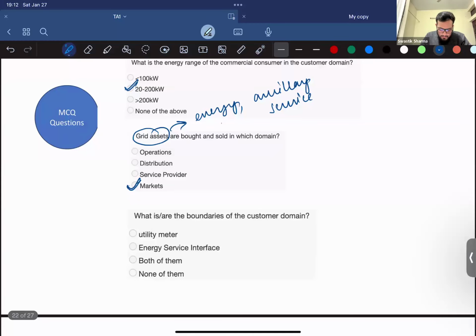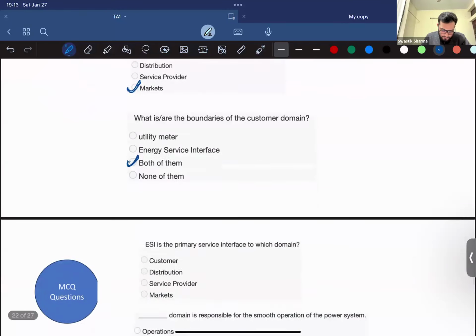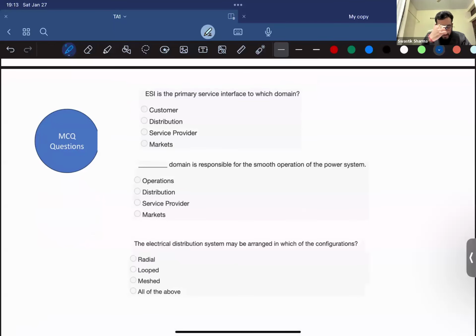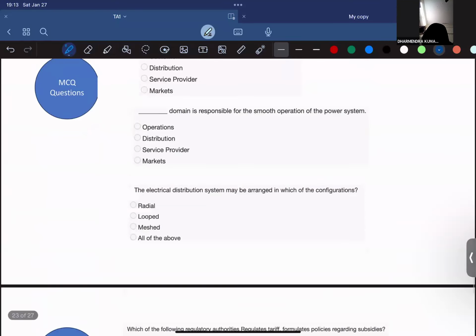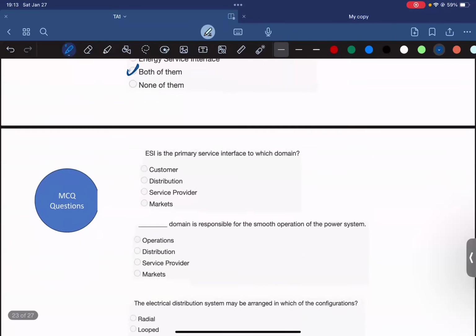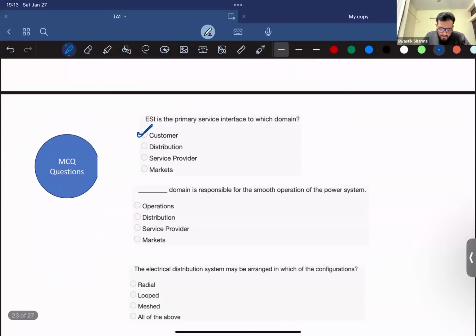What is or are the boundaries of the customer domain? Can anyone tell me? A customer has a meter as well as an energy service interface, right? Energy service interface, both of them. Yes. Next, ESI is the primary service interface to which domain? Again, it's the same question. Can anyone tell me? Service provider. Customer. Customer, right? What domain is responsible for smooth operation of the power system?